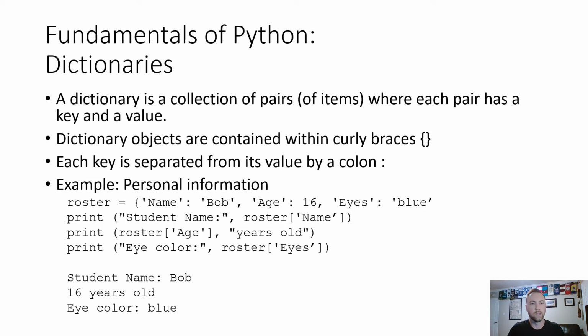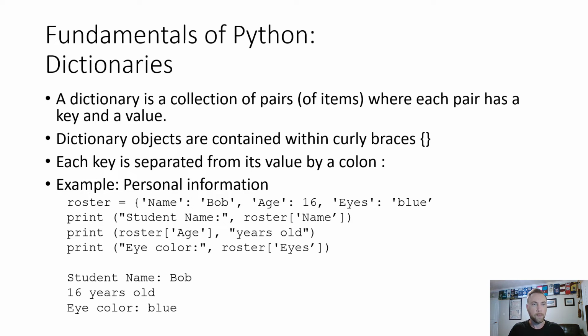So key and value. Dictionary objects are contained within curly braces. That looks sort of like brackets, but with a little kind of curl. I think there's probably other names for it as well. Each key is separated from its value by a colon. So here's an example, personal information. So the roster is the variable. In this case, that's the dictionary name. And within it, we have a key of name, value, Bob, age, 16, eyes, blue. It looks like I'm missing the enclosing curly brace there on the right, so you just have to imagine it.